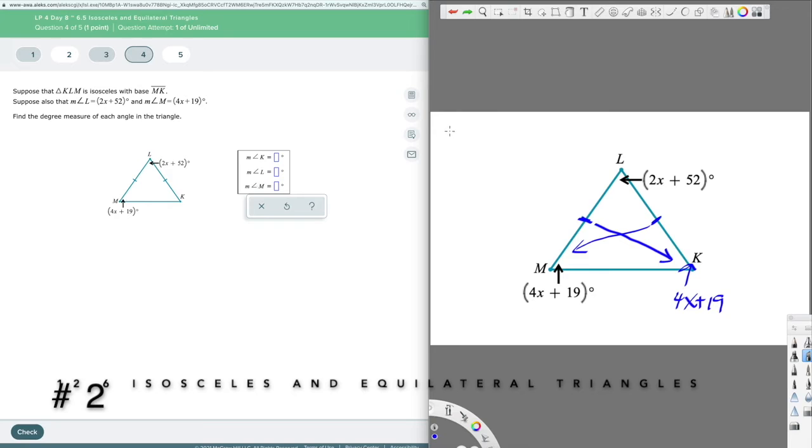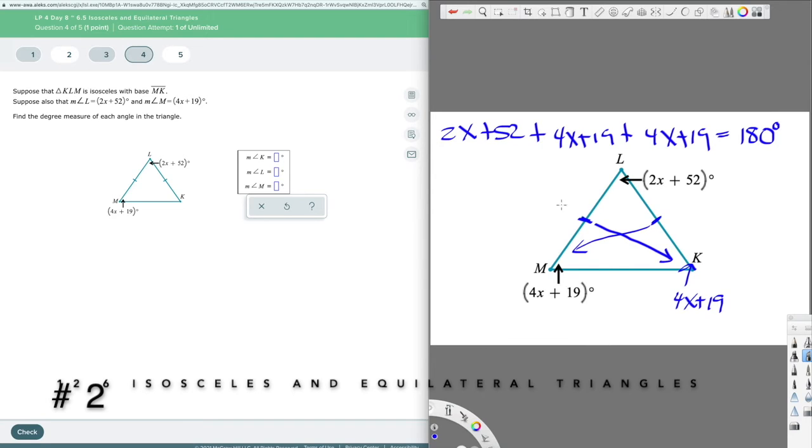So I have 2x plus 52 plus 4x plus 19 plus another 4x plus 19. And this is where I could have, instead of writing 2 of these, I could have gone like this times 2, but then we would have had to distribute. So we would have ended up with the same thing anyway. All of these added together equal 180 degrees. Always, always, always, it's a triangle. They're going to add to 180 degrees.